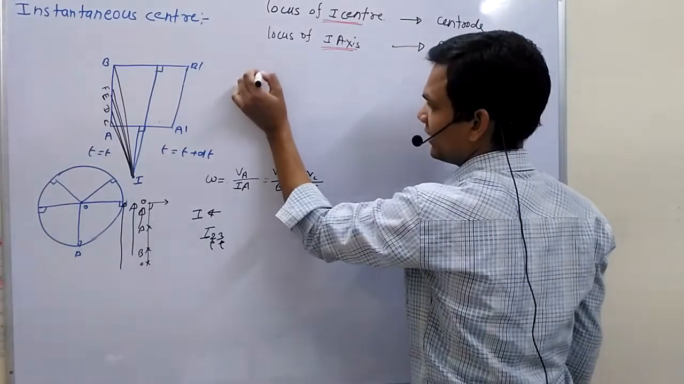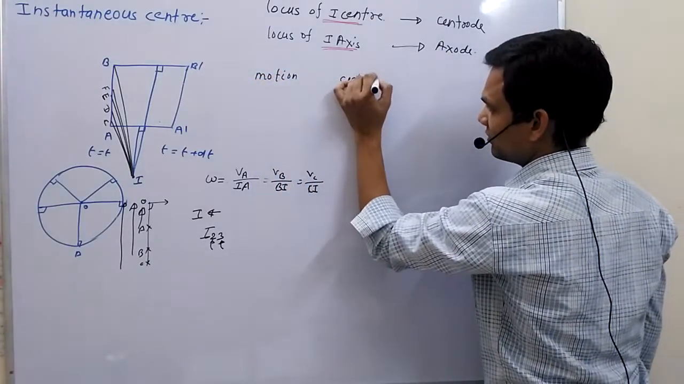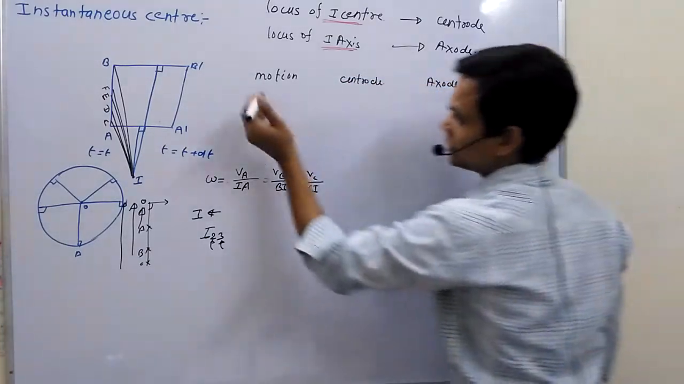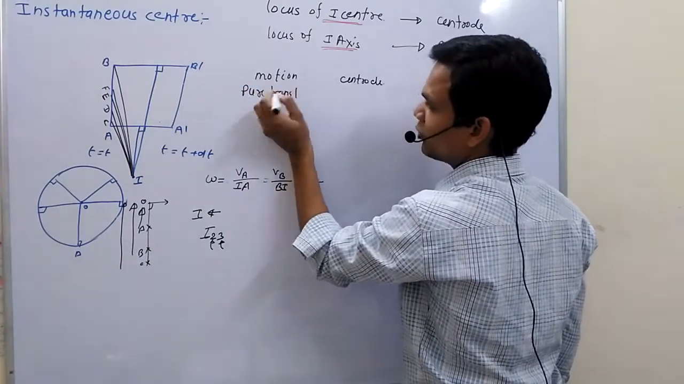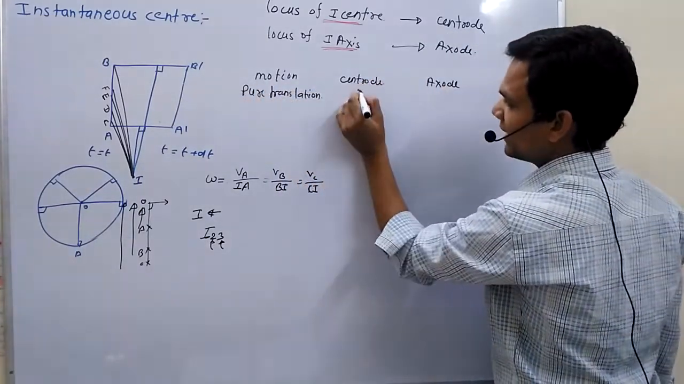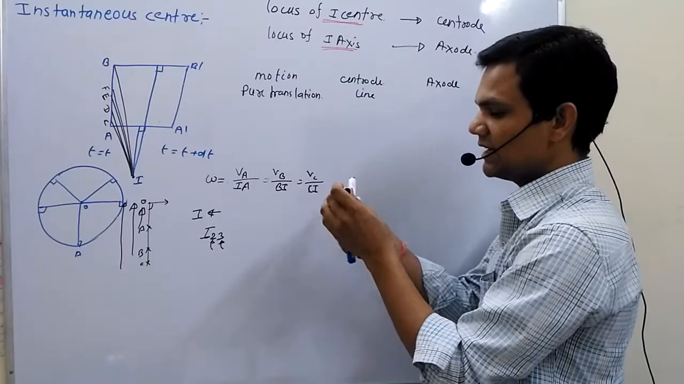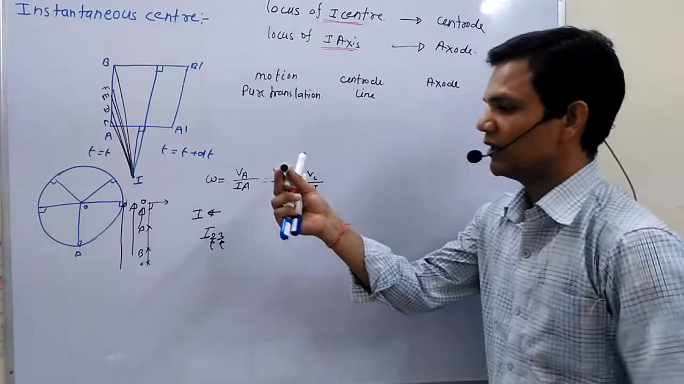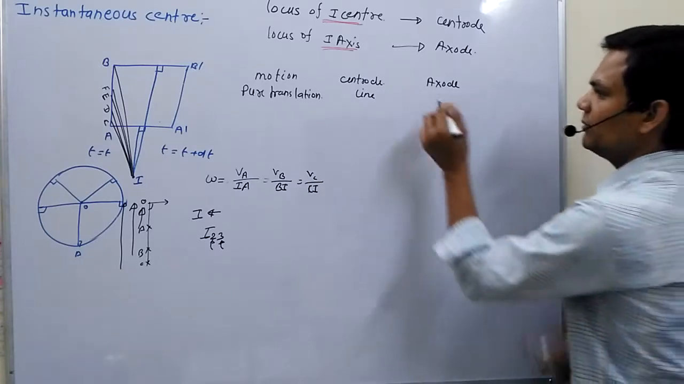Now if I take motion, what will be the axode of this motion and what will be the axode of this motion? Suppose I take the example of pure translational motion, then our centrode will be a line. You can see if I take a center of this point, then the center of this point will be a line, and if this link is in pure translational motion, then the axode will be a plane surface.